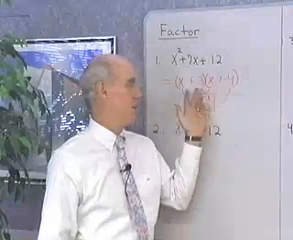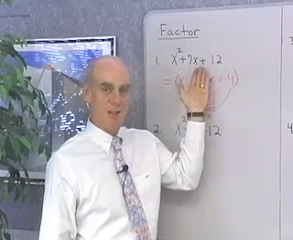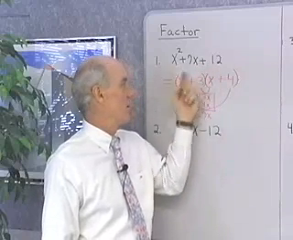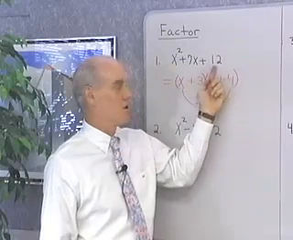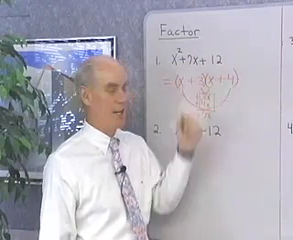Now, we never need to make a mistake with this factoring because we can always multiply these two binomials back out and see if we get this trinomial we started with. x times x is x squared. Positive 3 times positive 4 is positive 12. Inside is 3x, outside is 4x, and they add up to 7x.